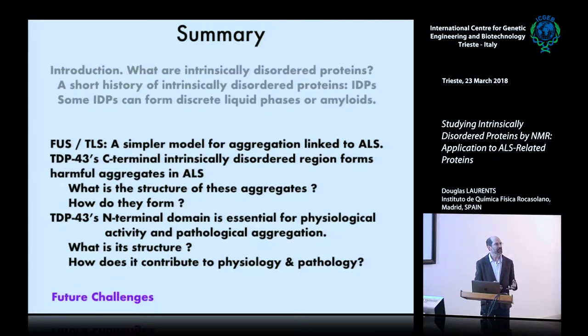And then we'll have a look at TDP-43, which is the most important protein whose aggregates are present in almost all of the dying motor neurons of people who have ALS. And we want to ask, what is the structure of these aggregates and how do they form? It turns out that besides the C-terminal domain, which is intrinsically disordered, there's also a folded N-terminal domain that's involved in the physiology and also the pathology of the disease. And we want to see how these N-terminal domains can contribute to the aggregation processes by looking at their structure and how they might be involved in the assembly or disassembly of these aggregates.